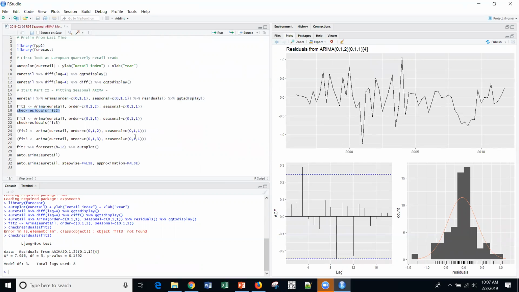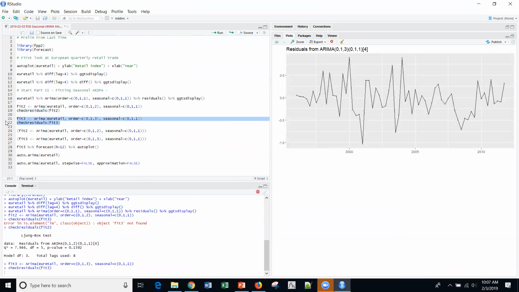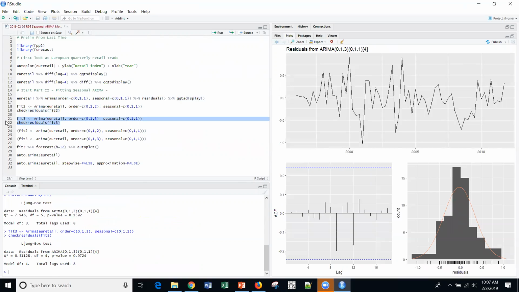I'm also kind of curious, let's do the same for, so got a spike here at 3, and let's look at a 013011, and we're going to get the Akaike information criterion here in just a second. That actually looks better.